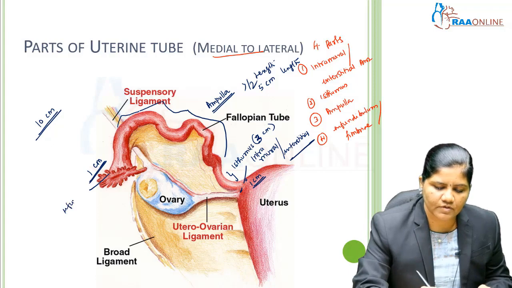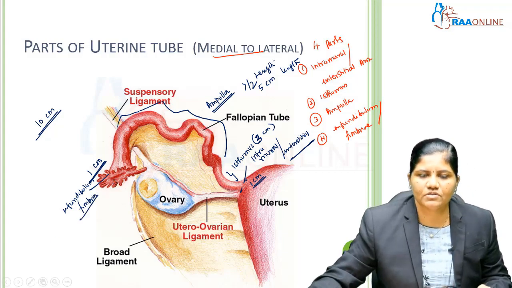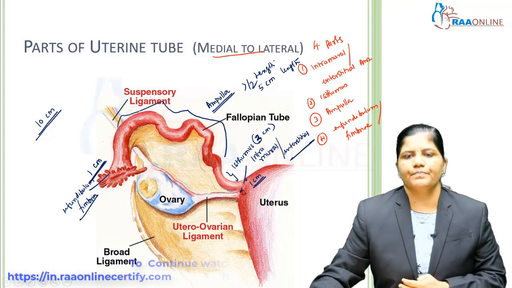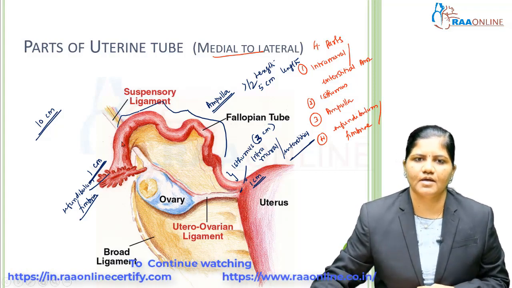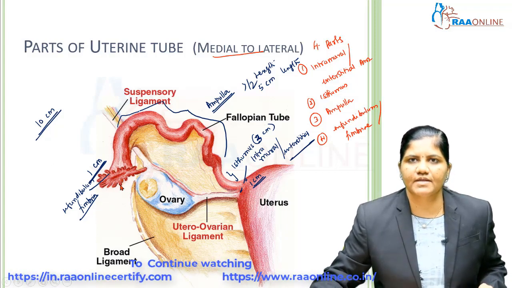This is the infundibulum or fimbria, because in the lateral end we can see finger-like projections like a fimbria. So this end is otherwise known as the fimbrial end. Once again I repeat, from medial to lateral: the intramural part, then the isthmus, then the ampulla, then the fimbria or infundibulum. The infundibulum is a funnel-like structure, so it is called the infundibulum.